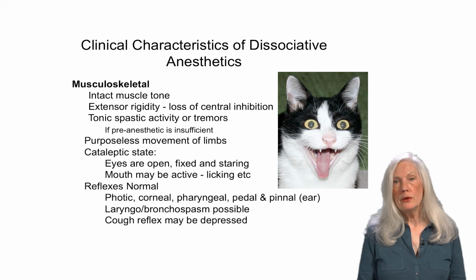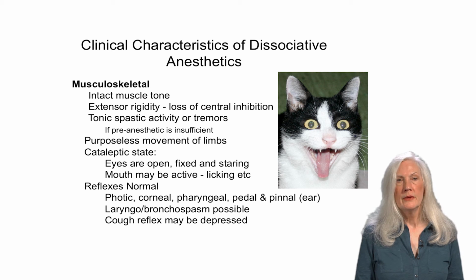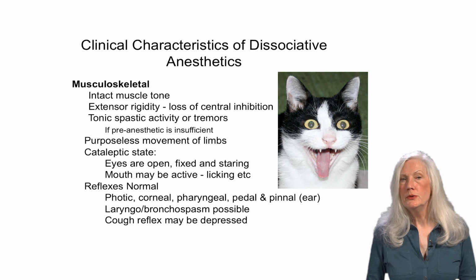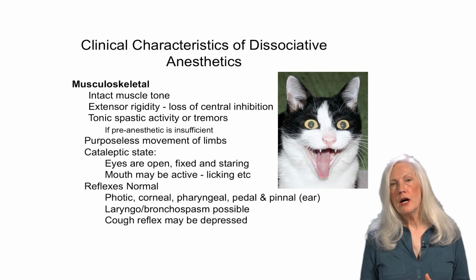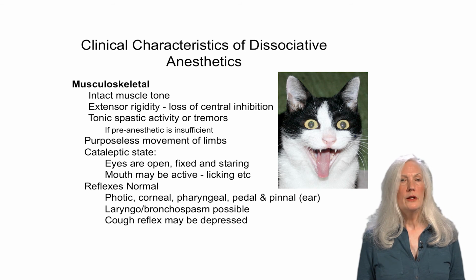Skeletal muscle tone of animals after ketamine is remarkably intact. There can be extensor rigidity, similar to a decerebrate rigidity. This is probably due to inhibition of similar pathways. There's tonic, spastic activity or tremors when the pre-anesthetic is insufficient, and there may be purposeless movement of the limbs.